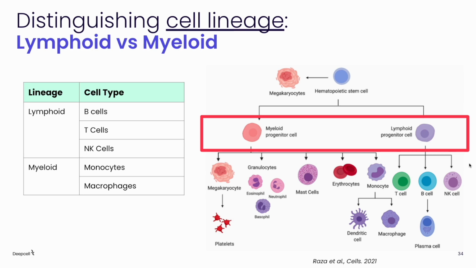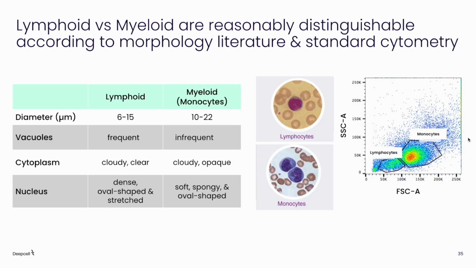The first comparison we'll make is at the top of this hierarchy, between myeloid and lymphoid lineages. Lymphoid and myeloid cells are expected to be distinguishable. Morphological differences have been documented in the literature. They include differences in the prevalence of vacuoles, a distinctive cytoplasm, and a distinctive nucleus. In addition, simple features like size and granularity, which are often measured using the forward and side scatter, can be used to isolate these lineages.